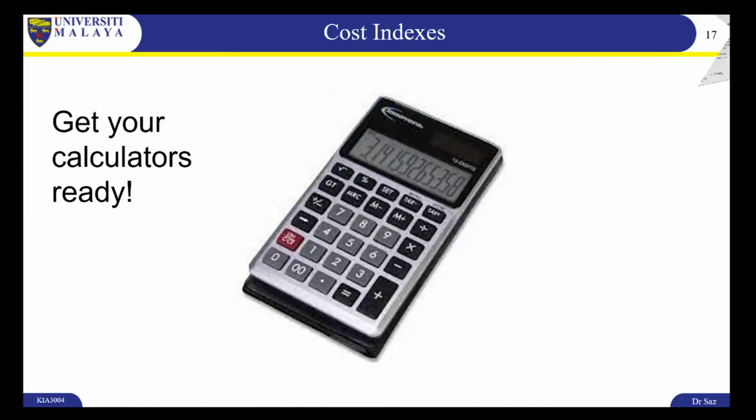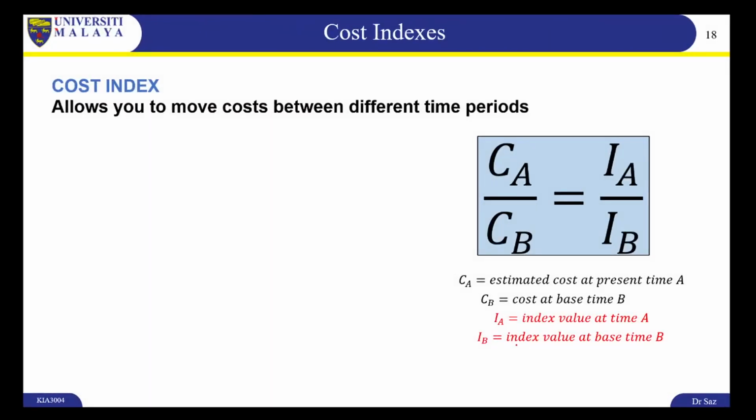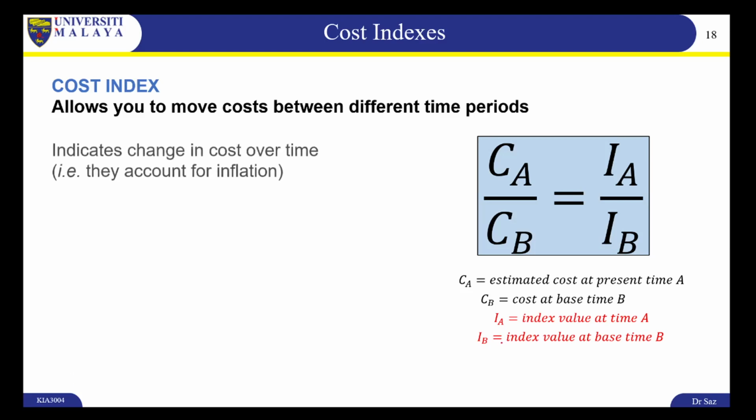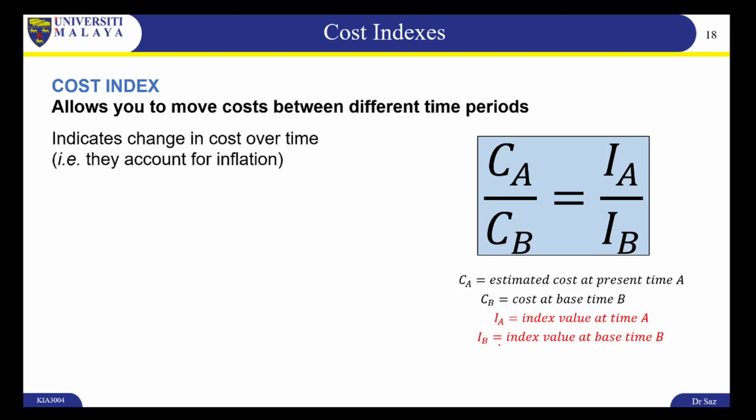Now, let's get your calculators ready, because we are going to be doing some calculations. So, what is a cost index? When we do calculations or estimations for construction costs, we need to make use of a lot of indexes, because indexes allow you to move costs between different time periods. They indicate change in cost over time. In other words, they account for inflation. Remember, when something used to cost 1 ringgit 10 years ago, now it costs 10 ringgit, for example.